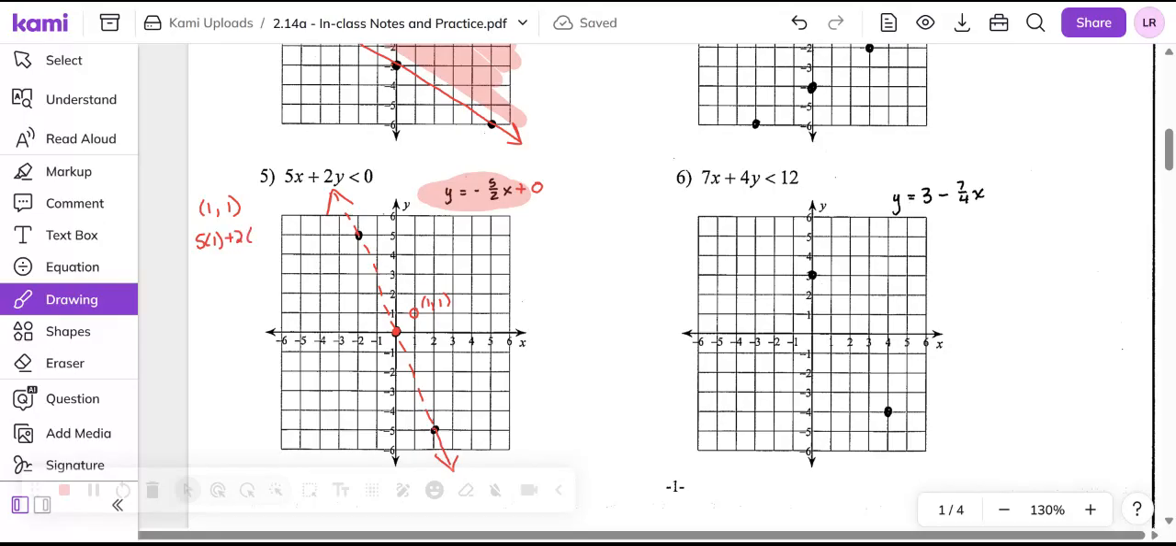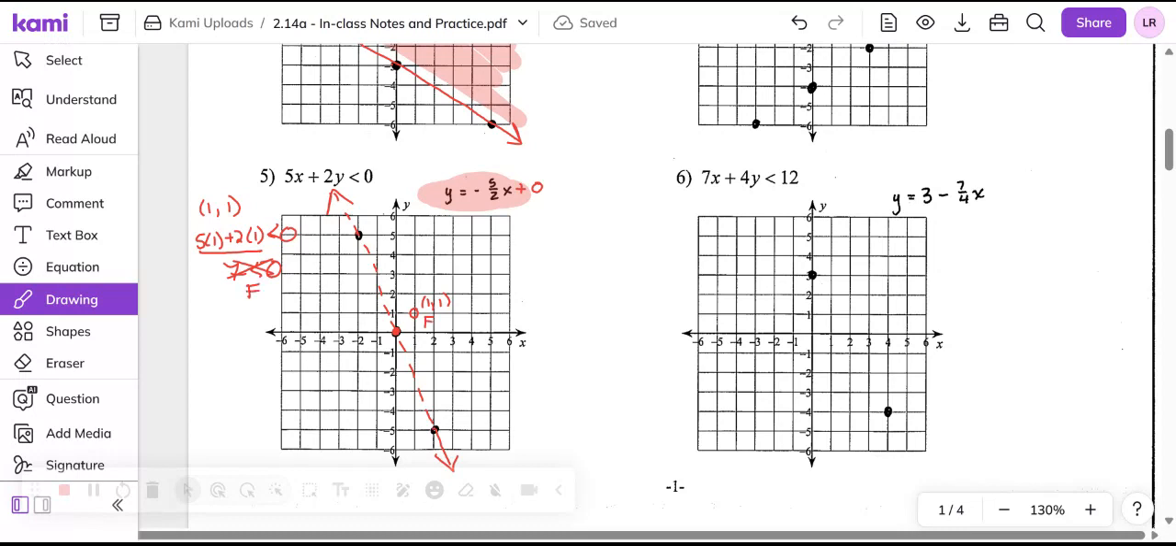I'm going to put 1 in for y, and I'm going to test to see whether I get this data point, whether it's a true statement or a false statement. Okay, so type that into my Desmos. 5 times 1 plus 2 times 1. That is 7. And 0 is not the bigger value, so this is a false statement.